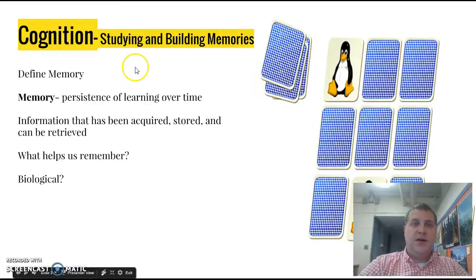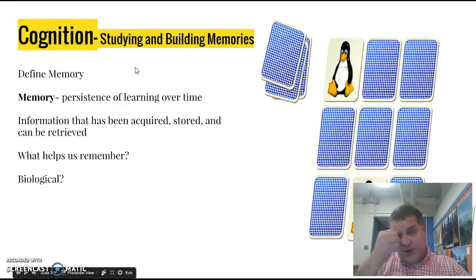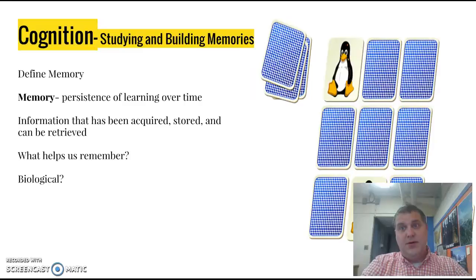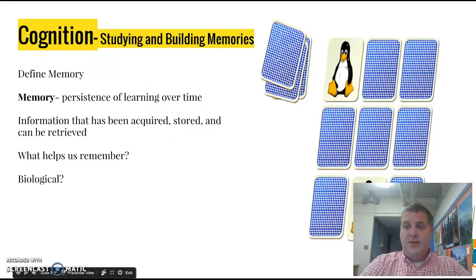So we're going to look at cognition, and cognition is basically memory and its persistence of learning over time. So it's something that you continually try to learn. Sometimes if you learned something a long time ago, if you don't revisit that, you do forget it. So you want to continually learn the new material that's presented to you.